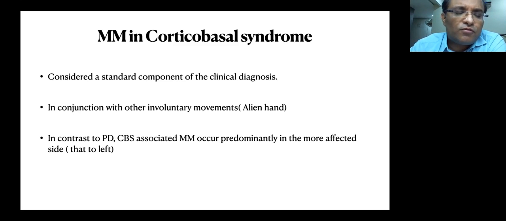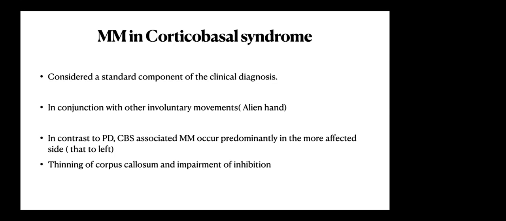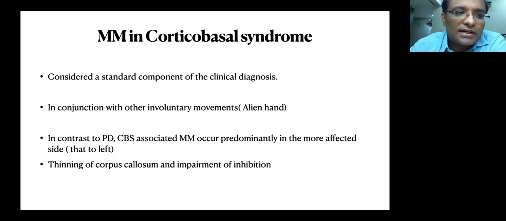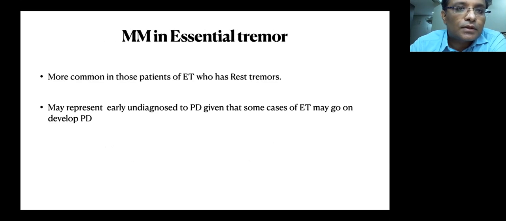And for some unknown reasons, we see many patients of CBS who have affection of their left side. The reasons are unknown, but the left side is commonly affected as compared to the right. Again, as we discussed in the last slide, the thinning of the corpus callosum and impairment of inhibition is probably the mechanism involved in CBS.